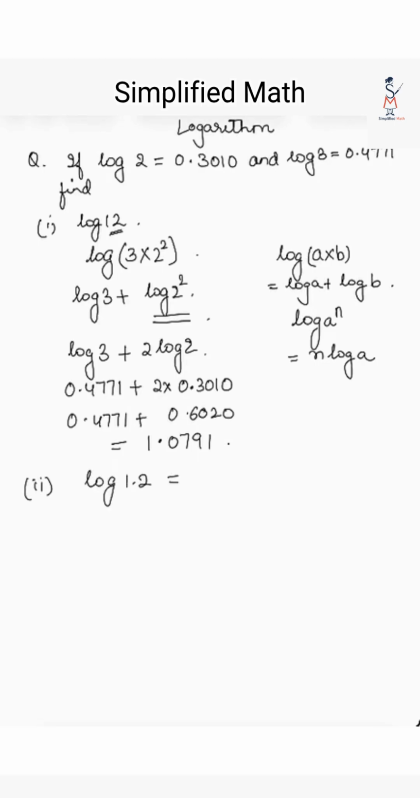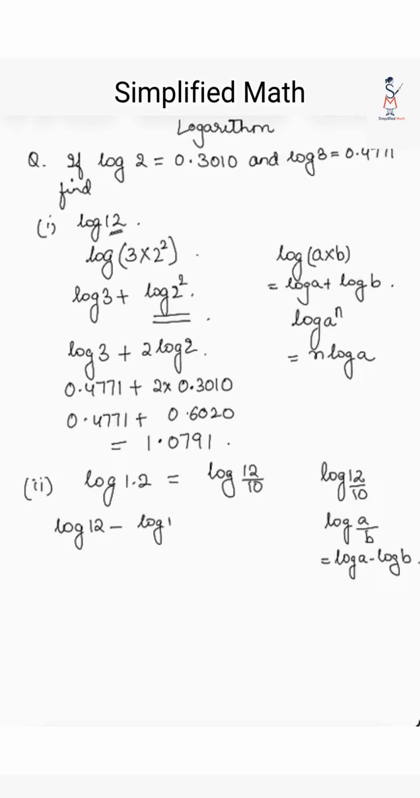Now we will see the second one, log 1.2. Now 1.2 means log 12 by 10. We know how to remove the decimal. So this will become log 12 by 10, and we will follow the rule of log A by B. What is the law for log A by B? Log A by B is log A minus log B. So this will turn out to be log 12 minus log 10 because it's A by B.